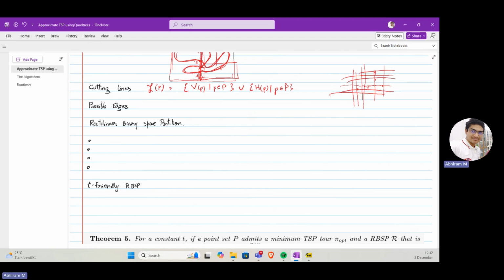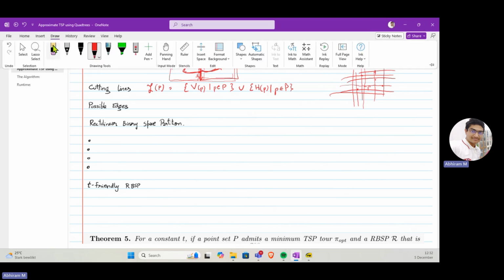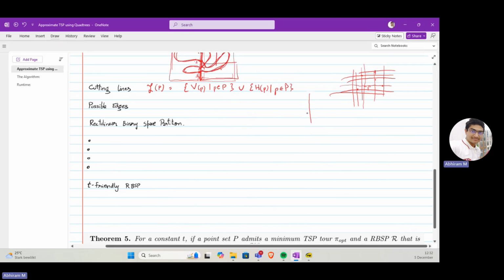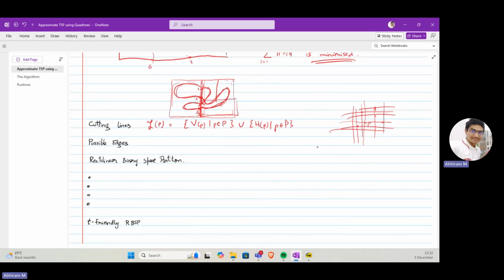The next thing is possible edges. This is a very intuitive concept. What is a possible edge for my optimal TSP path? Because we are in the Euclidean metric, the shortest path between any two points is a straight line. So if I had, again, I'll just redraw the points up there. Space is enough, let's go a bit up and redraw it.